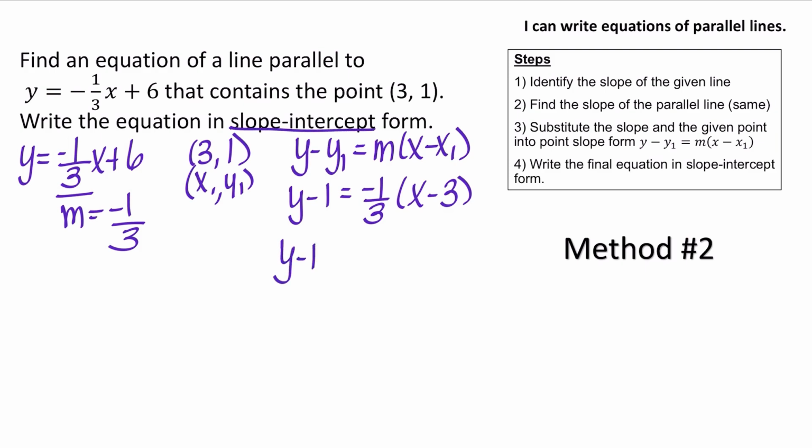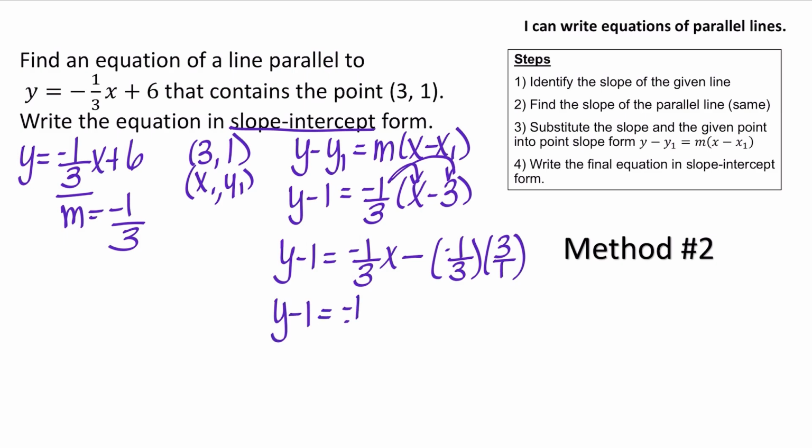So I have y minus 1 equals negative 1/3 times x, so negative 1/3 x, minus negative 1/3 times 3. So that times 3, I'm going to put it as 3 over 1 because I'm multiplying by a fraction. So I have y minus 1 equals negative 1/3 x minus, so negative 1/3 times 3, the 3 and 3 cancel, so I have negative 1 times negative 1, which is negative 1. So I have y minus 1 equals negative 1/3 x, minus negative will turn into a plus, so I have negative 1/3 x plus 1.